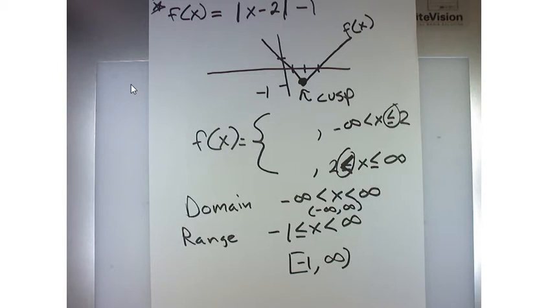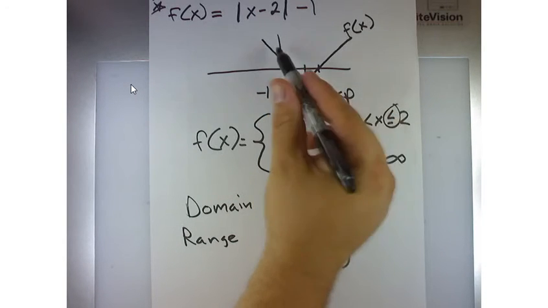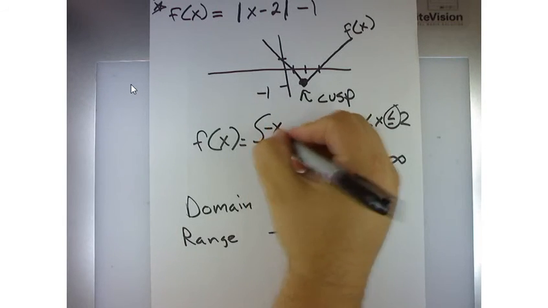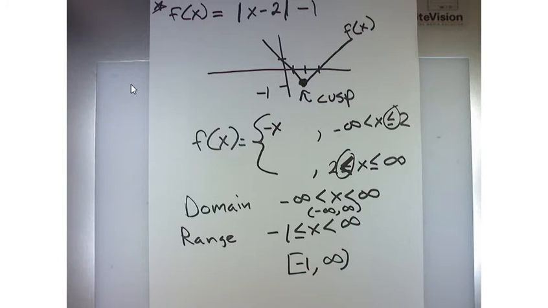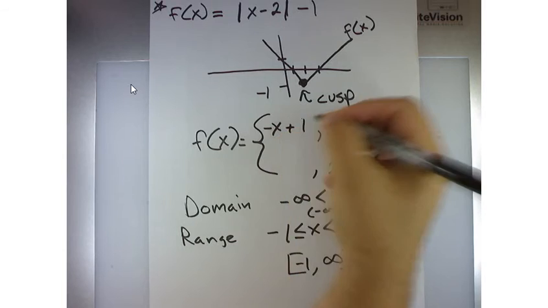So now when we look at that, a piecewise function is kind of like a composite function. We're putting two functions together. I suppose if we were to write this function, what is the slope of this? Negative 1, right? So this would be negative x. What is the y-intercept? Positive 1, right? So this right here would be negative x plus 1.